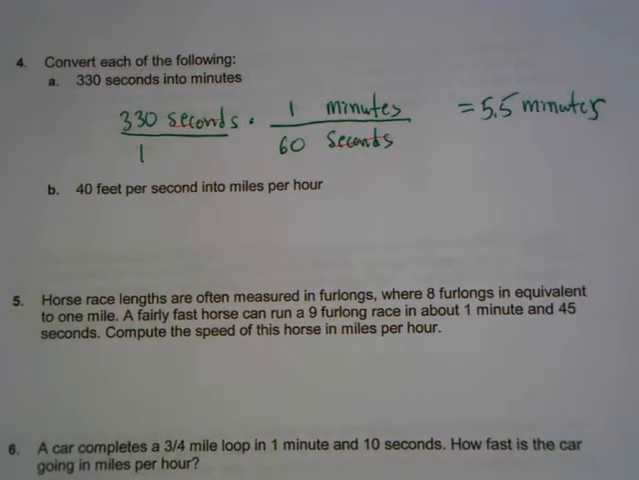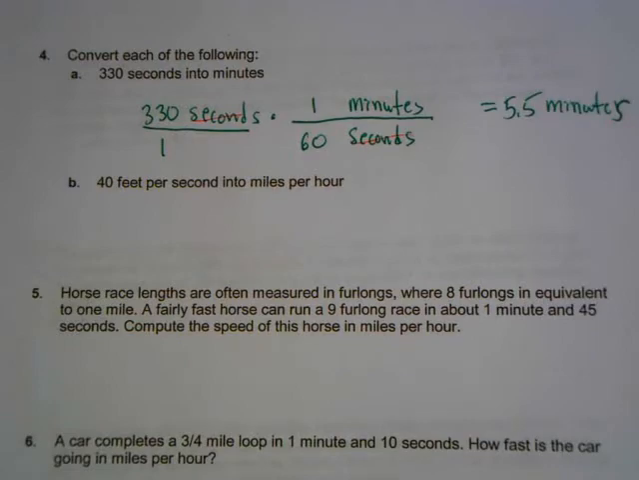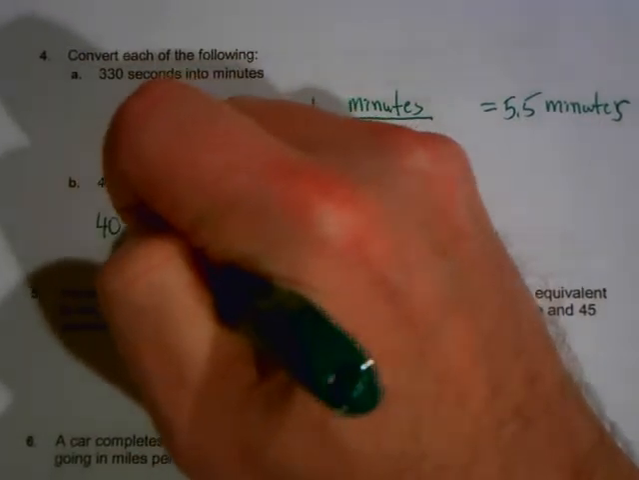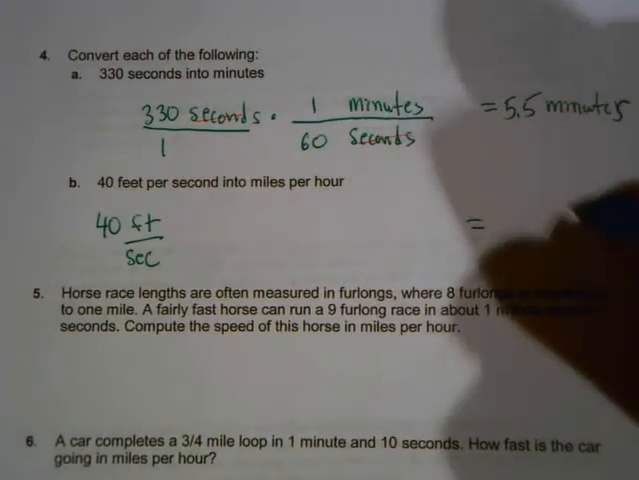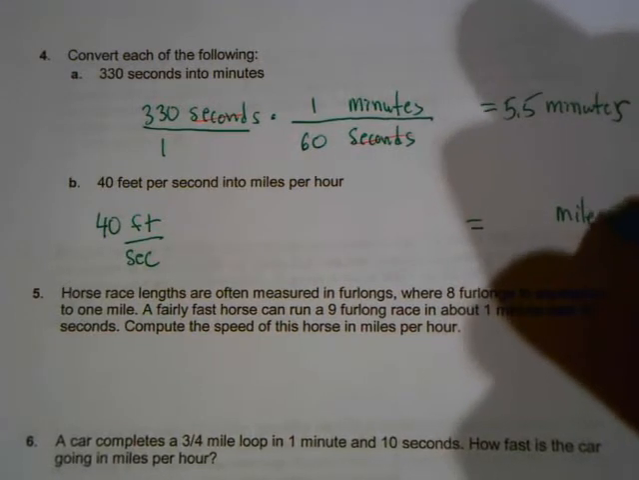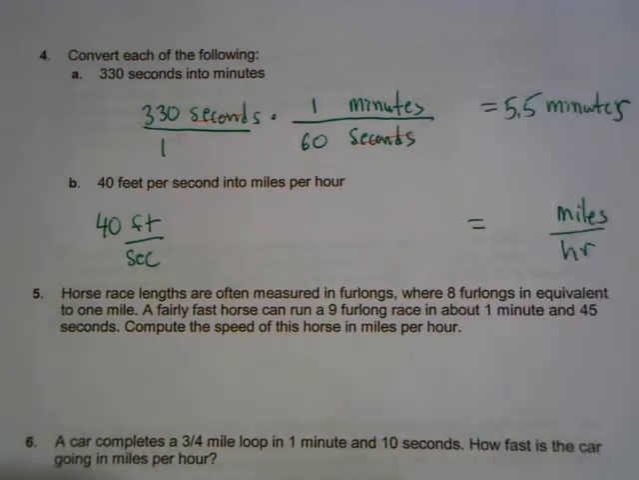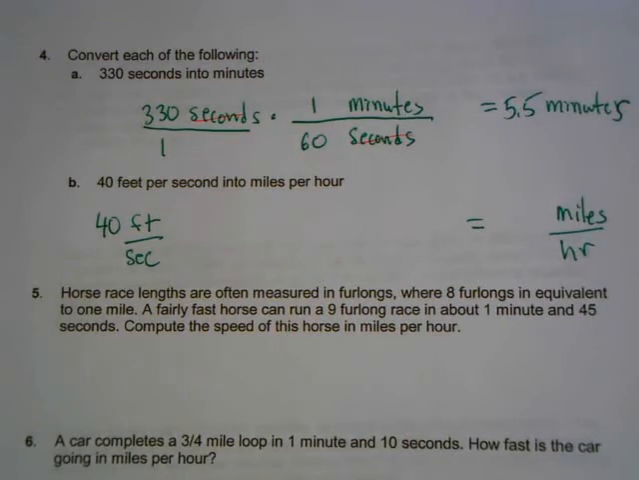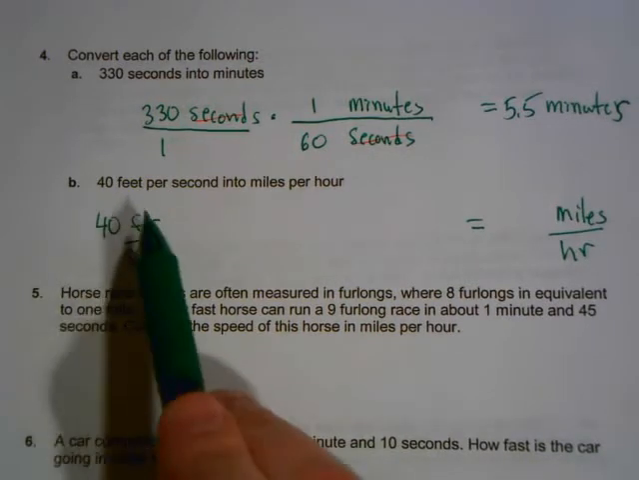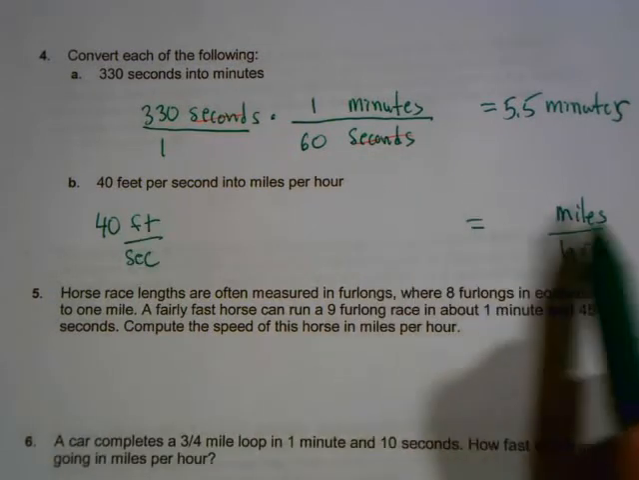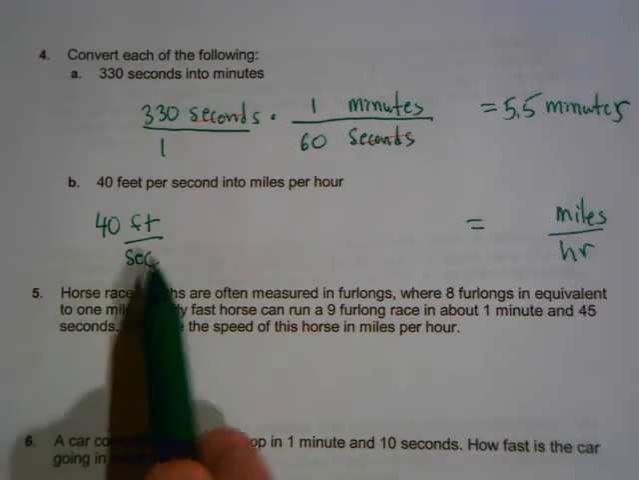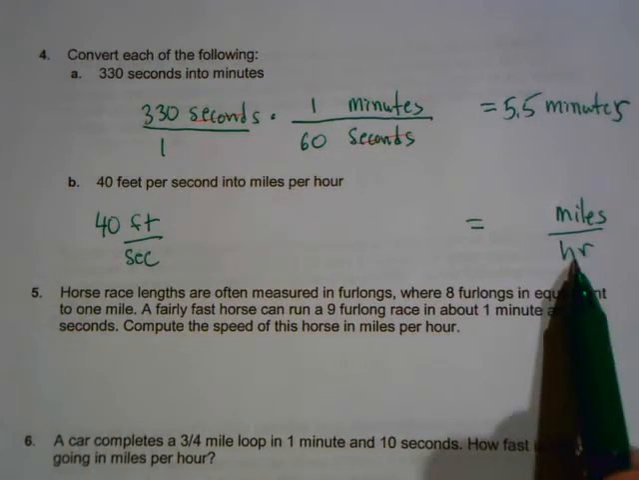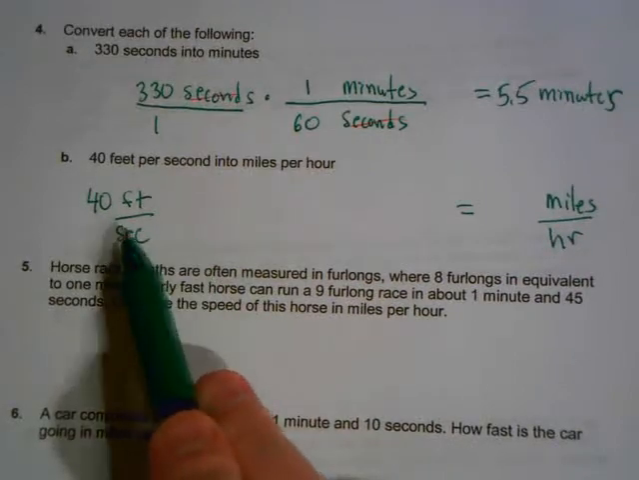Alright, let's take a look at part B. Part B is a little bit harder because we have 2 units. In part B, we have 40 feet per second. And when I get all done, I want my answer to have miles per hour. So I have to do 2 things. One is I need to take feet and change it to miles. The second thing I need to do is I need to take seconds and turn it into hours. Let's start with the feet first.